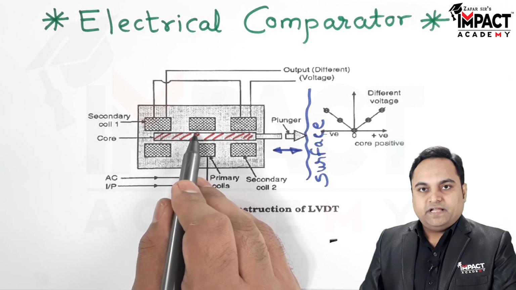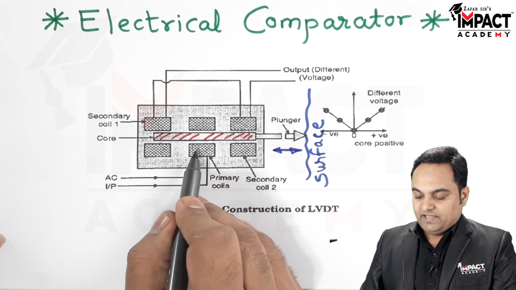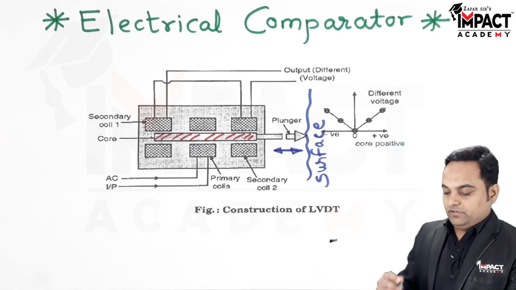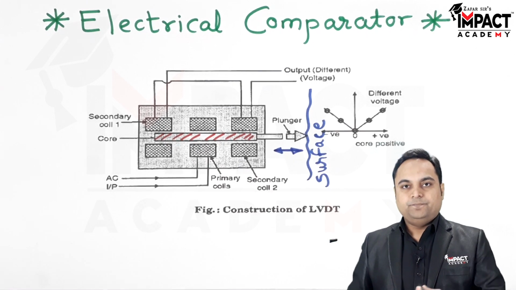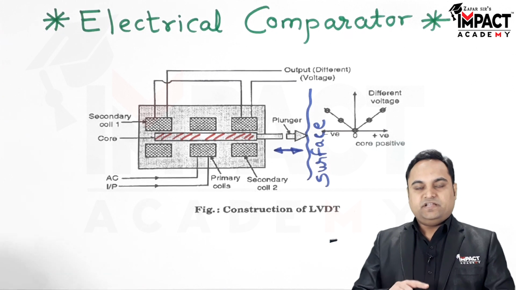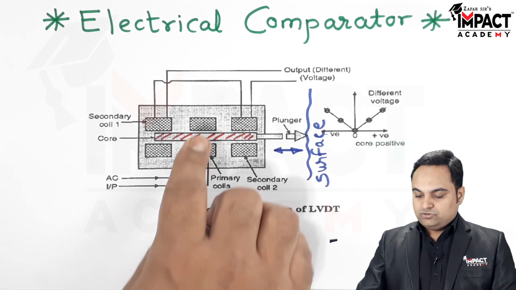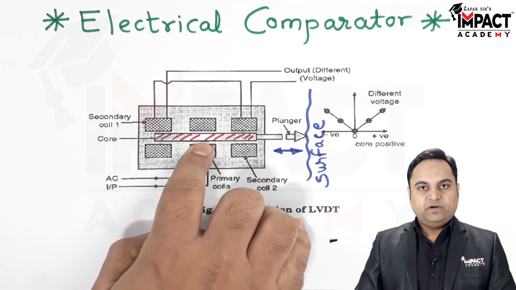There is no contact between the primary winding and the core. It is like an example where the core is moving inside a hollow cylinder and the winding is there over the hollow cylinder. So there is a gap between the core and the winding.